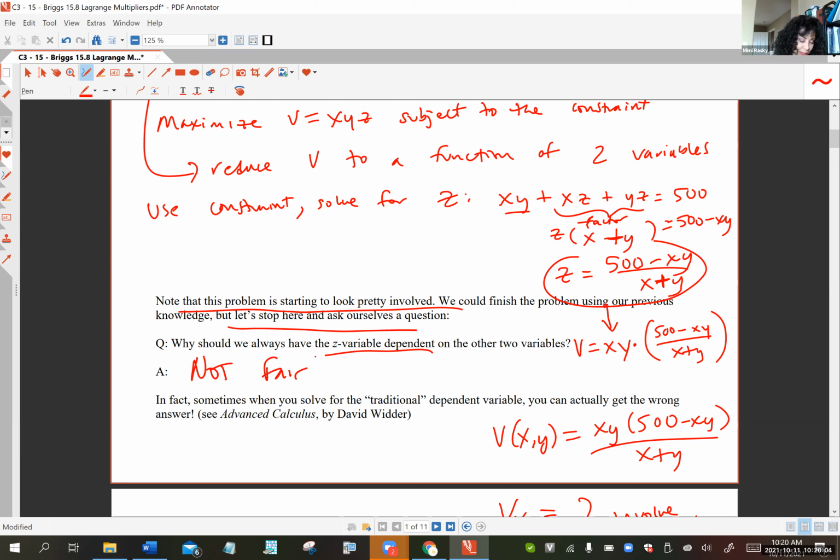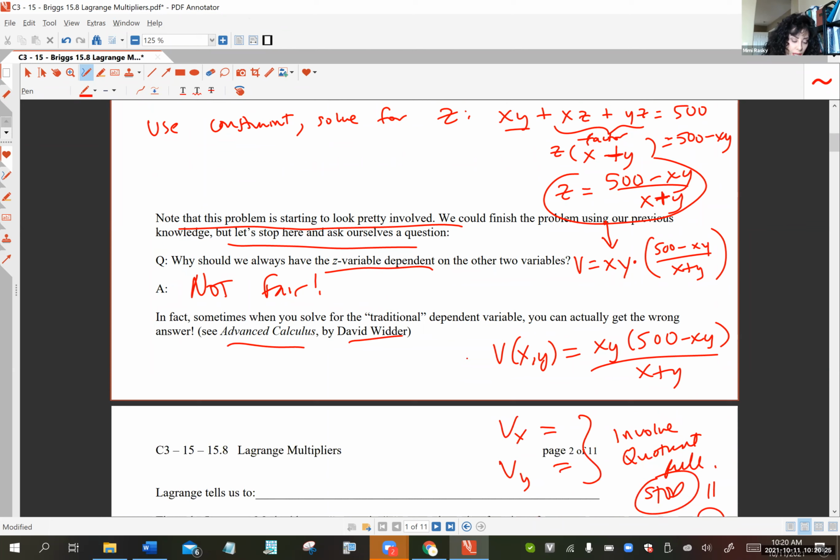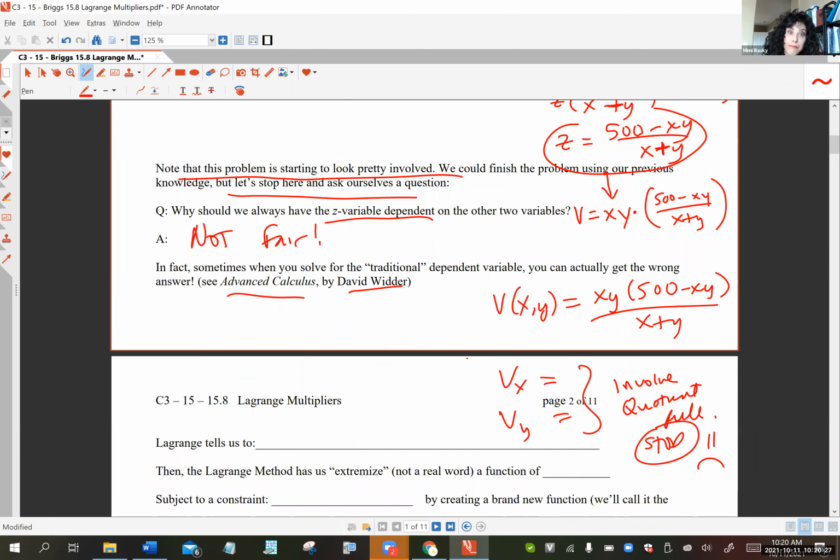That's what Dr. Vallone used to always say. That's not fair. And in fact, I can show you an advanced mathematics example where when you solve for a different variable in terms of the others, you get a different answer. So it can be dangerous. All right. So if you want to see that, let me know and I'll show you during an office hour. So it could be the wrong way to go. What we're doing right now, and we're stopping. Now, Lagrange never takes you in the wrong place. That's what's so good about it.